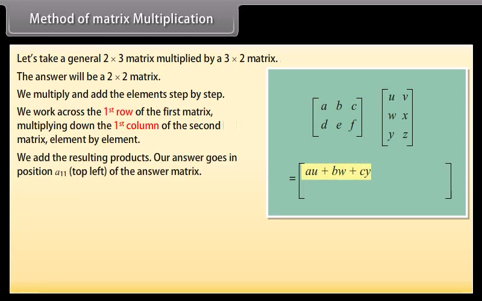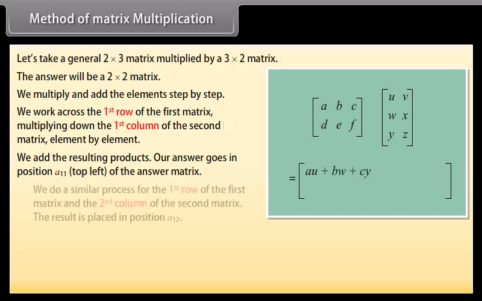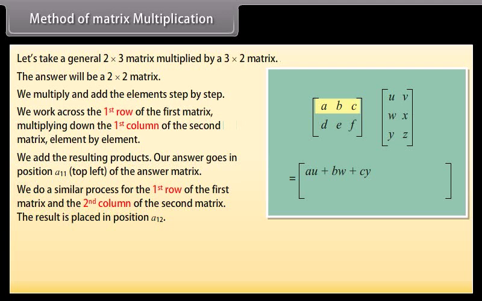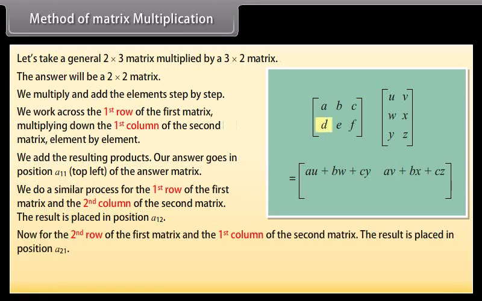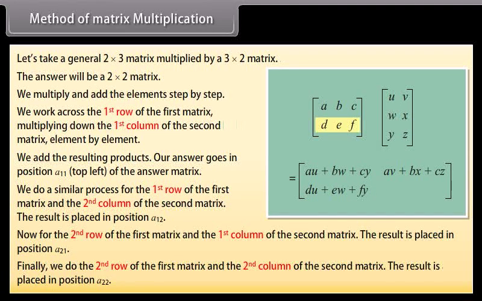Our answer goes in position A11, that is the top left of the answer matrix. We do a similar process for the first row of the first matrix and the second column of the second matrix. The result is placed in position A12. Now for the second row of the first matrix and the first column of the second matrix, the result is placed in position A21. Finally, we do the second row of the first matrix and the second column of the second matrix. The result is placed in position A22.